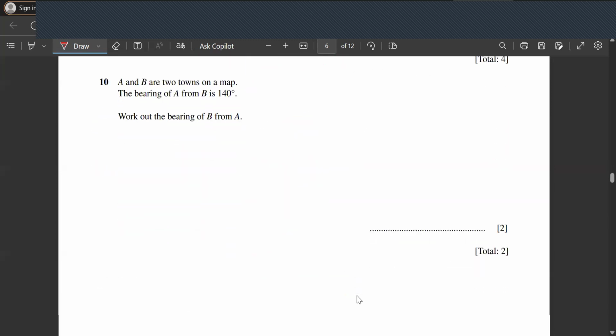Okay, for this question, what should I do? 180 plus 140. Yes, why? Look here, I'm going to tell you something. This thing is very common. You can do it directly. Can I do it directly? Yes, you can do it directly.